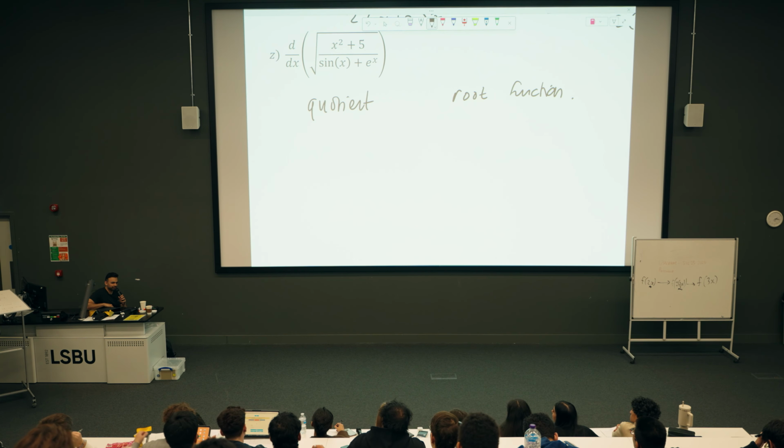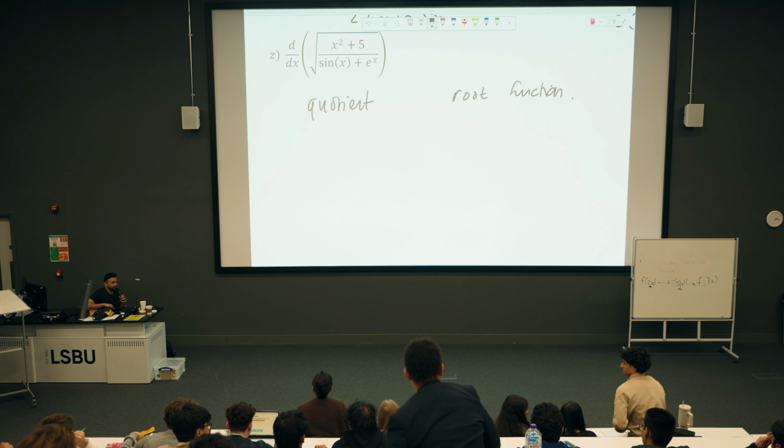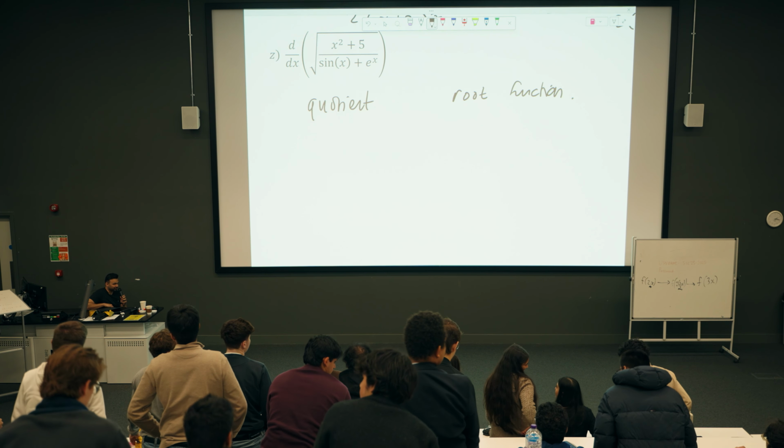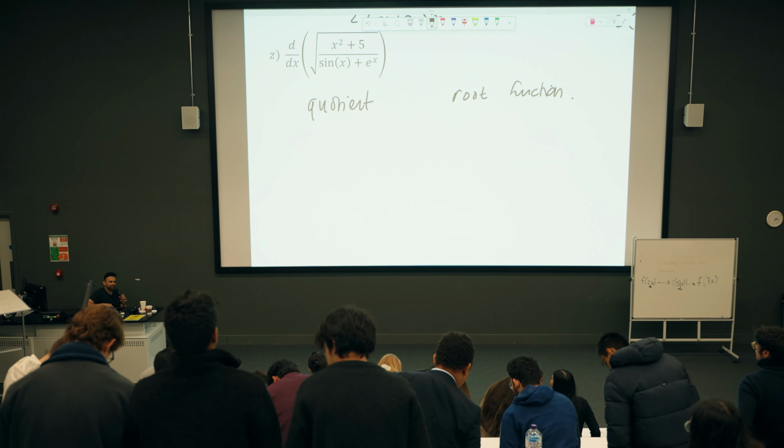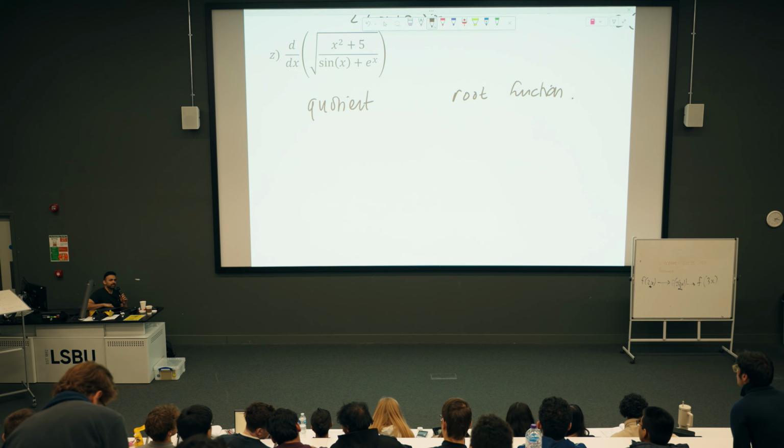If you think it's root function, stand up. If you think it's quotient rule, stay seated. Oh, okay. Yeah, it's root function. Okay, you can sit down. There we go. Got some blood flow, yeah? Change your state. Why are you sitting down?